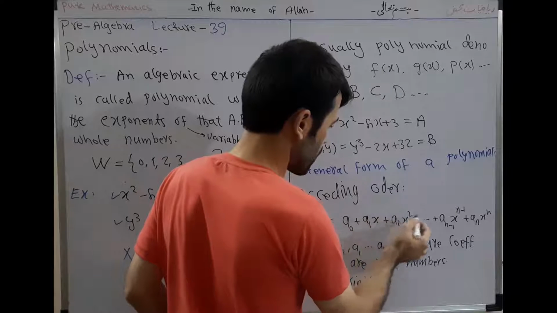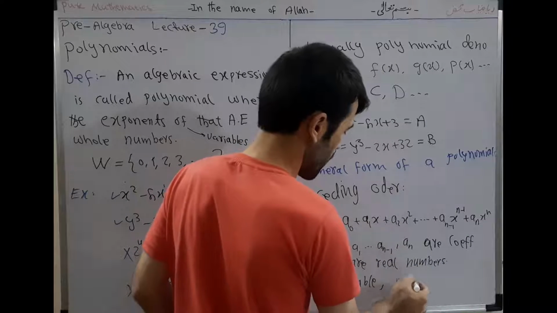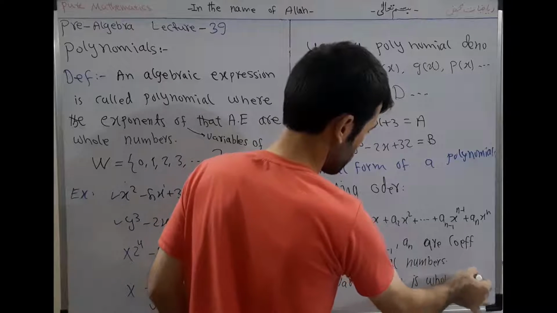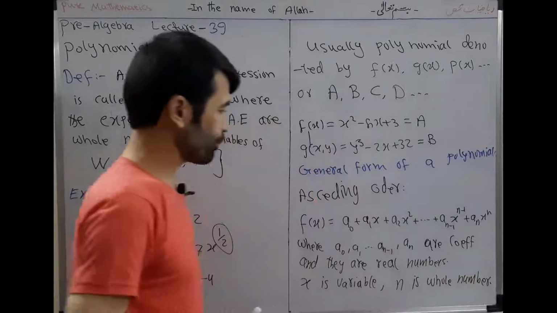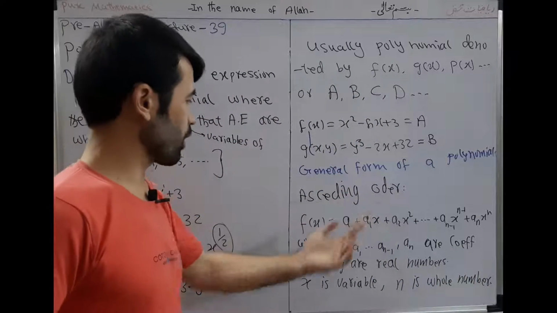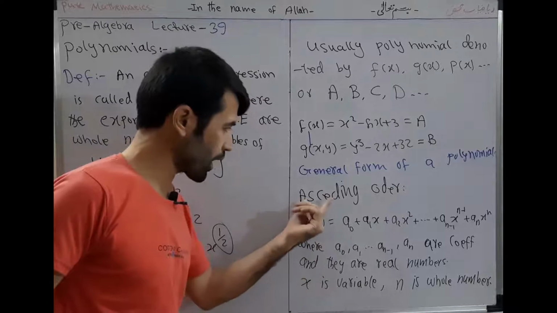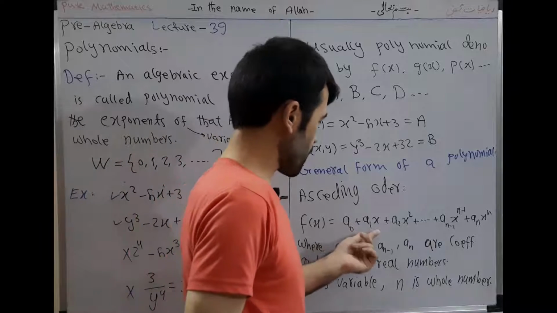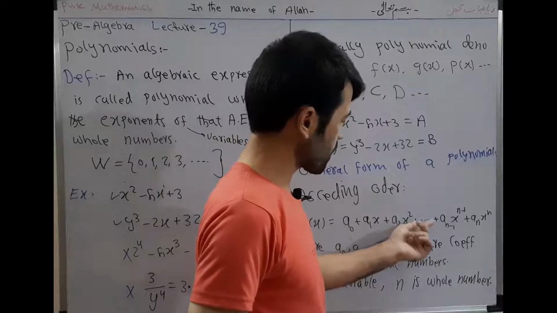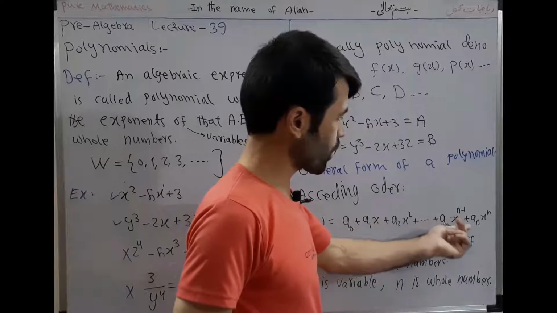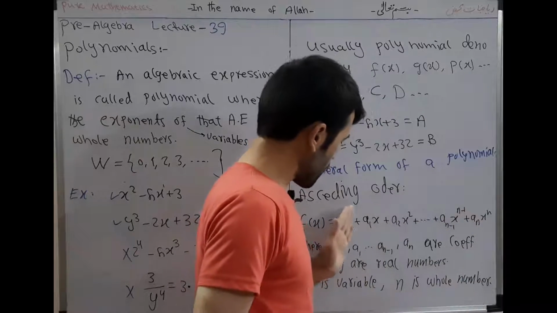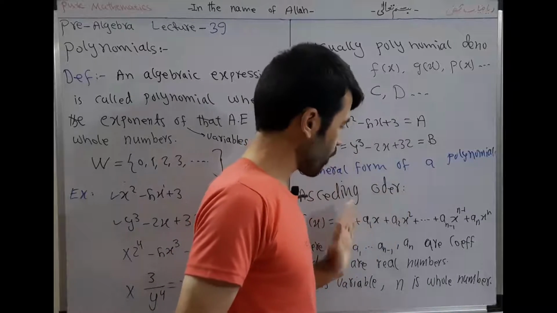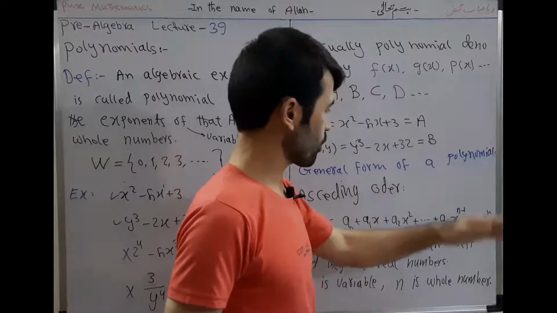0, 1, and so on. n is a whole number. It was the introduction of ascending order. Every polynomial in ascending order we can write as f of x is equal to a0 plus a1x plus a2x squared plus and so on, an minus 1 x to the power n minus 1 plus an x to the power n. The exponent of the variable increases from left side to right side.